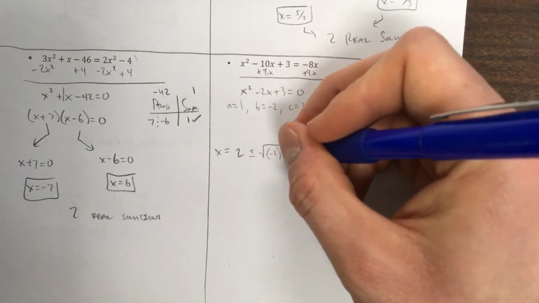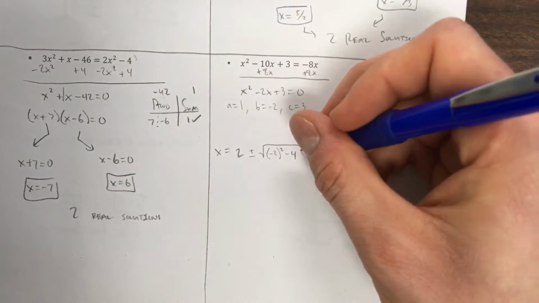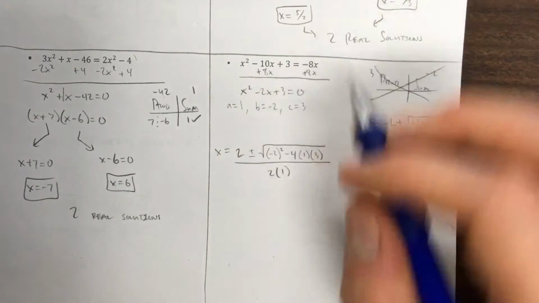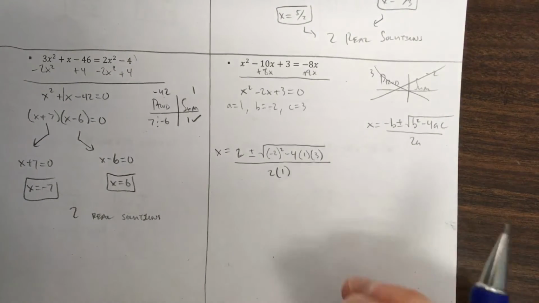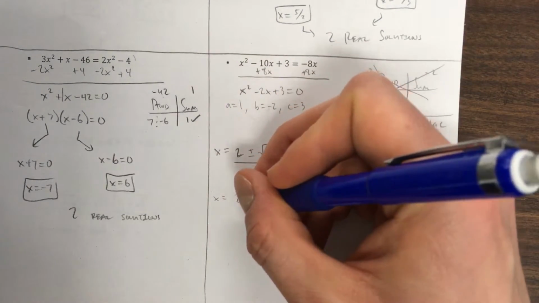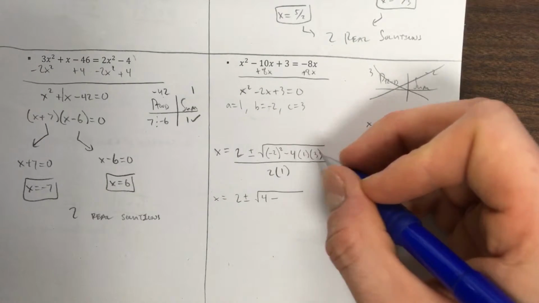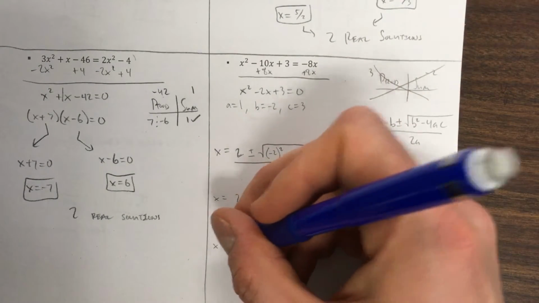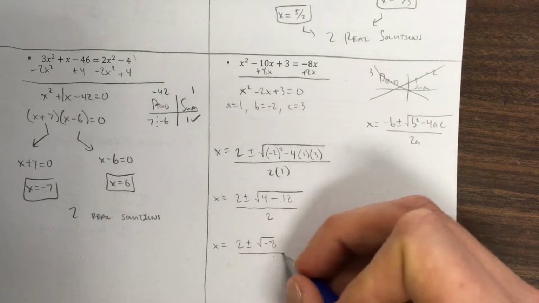I recommend using parentheses whenever you substitute. A is 1, c is 3, all over 2 times a. Now the key thing here is looking and thinking, can I simplify? Is there something that I can do to simplify? So let's look under the radical. Negative 2 squared would give us 4. 4 times 1 is 4, times another 3 would give us 12. Four minus 12 would give us a negative 8.